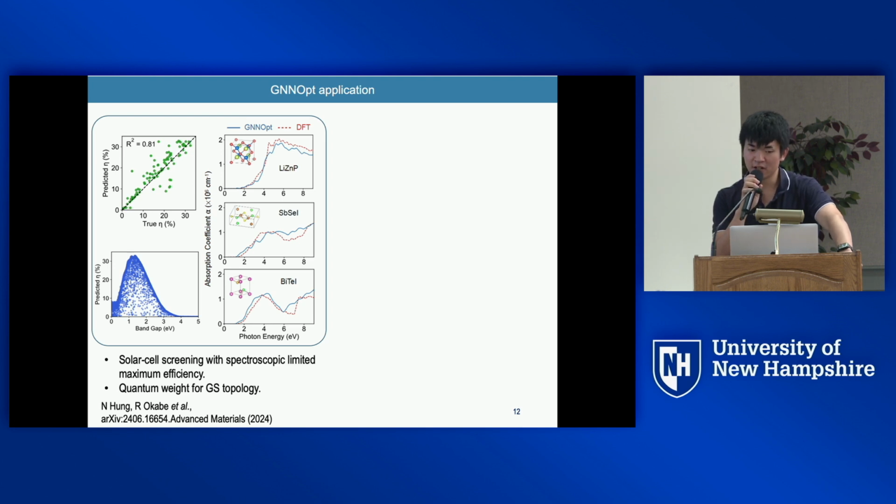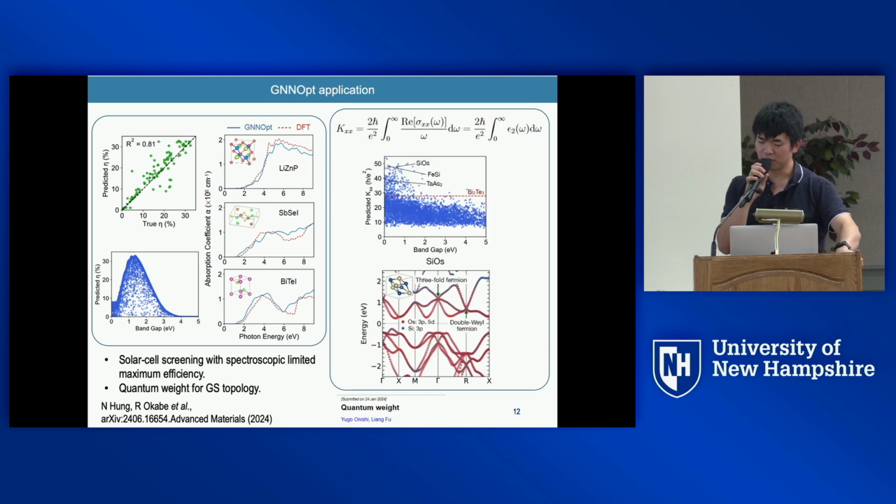expected to be an efficient material for solar panels. Using this predicted optical spectrum, we can also find which material could be more like a quantum material. That is also verified by the DFT calculation.